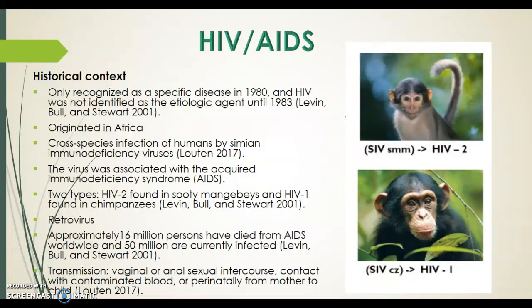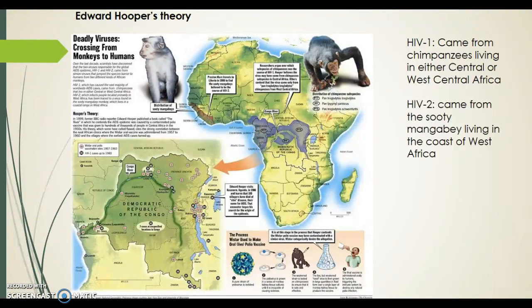There are 2 types of virus, so there are HIV-2, which is found in sooty mangabeys, and HIV-1, which is found in chimpanzees. Both are retroviruses. Approximately 16 million people have died from acquired immunodeficiency syndrome, and 50 million are currently infected. Transmission can be either through vaginal or anal sexual intercourse, contact with contaminated blood, or perinatally from mother to child. So basically, 2 theories have originated explaining how the virus managed to jump from primates to humans.